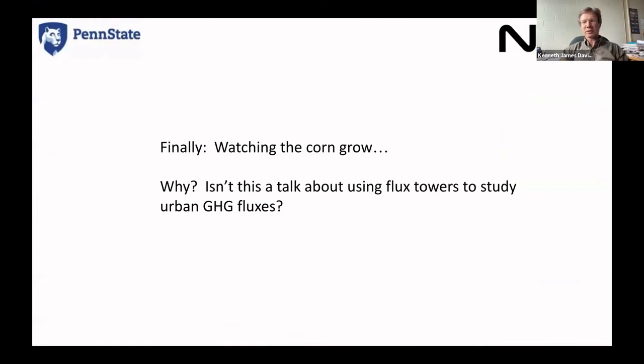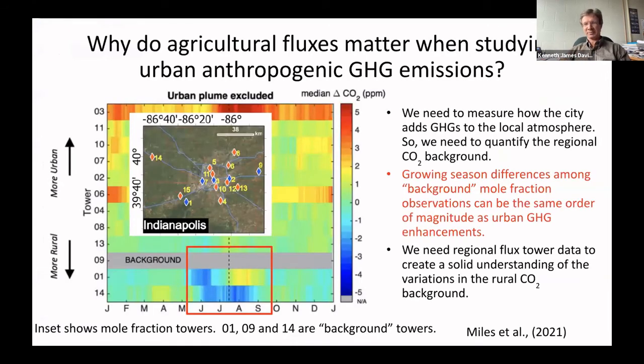And now next, I'll turn it over to Sam Murphy, who's in her first year as a master's student at Penn State, and she's watching the corn grow. And first, wait a minute, this is corn. It's not urban ecosystems. Why?